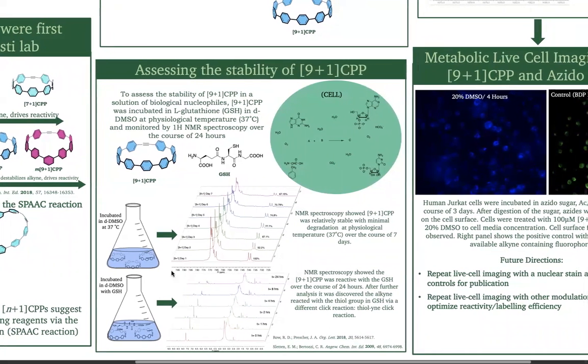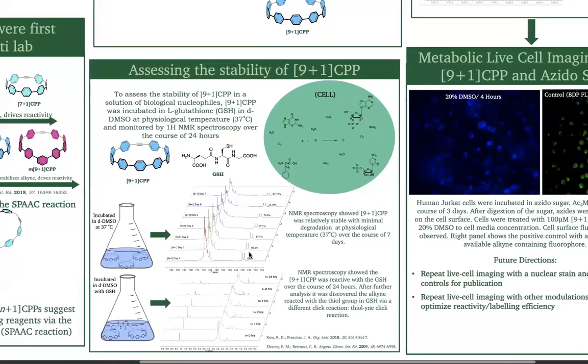The first stability experiment I ran was just incubating this 9+1 CPP in deuterated DMSO at physiological temperature. I looked at the stability of the CPP at physiological temperature. I used proton NMR spectroscopy to look at the structure of the CPP over the course of 7 days. And as you can tell, these peaks are very well defined pretty much after 7 days. That just showed that minimal degradation occurred. There's a little bit of degradation here at the baseline, but overall, this was a very successful experiment.